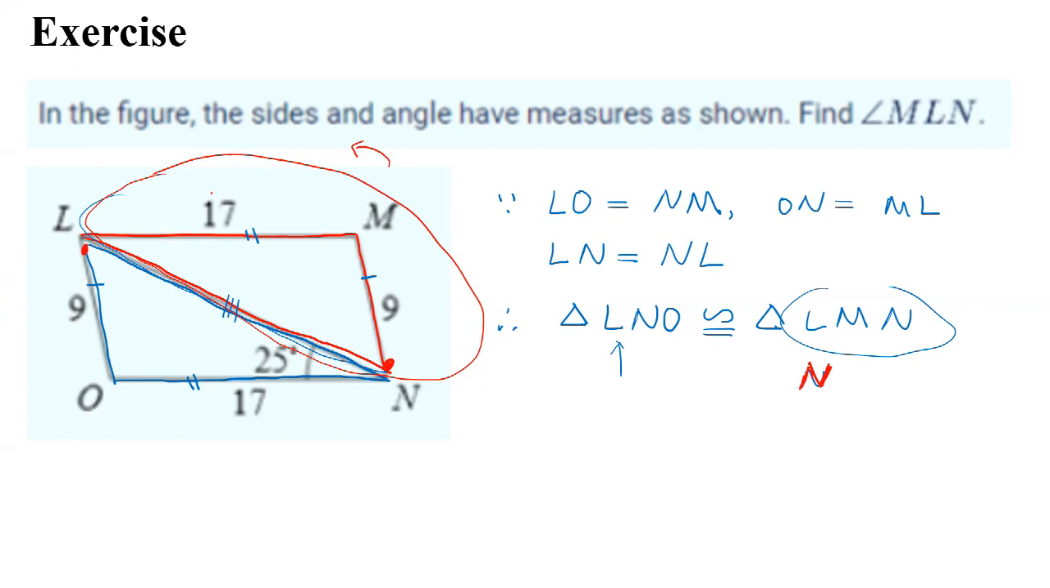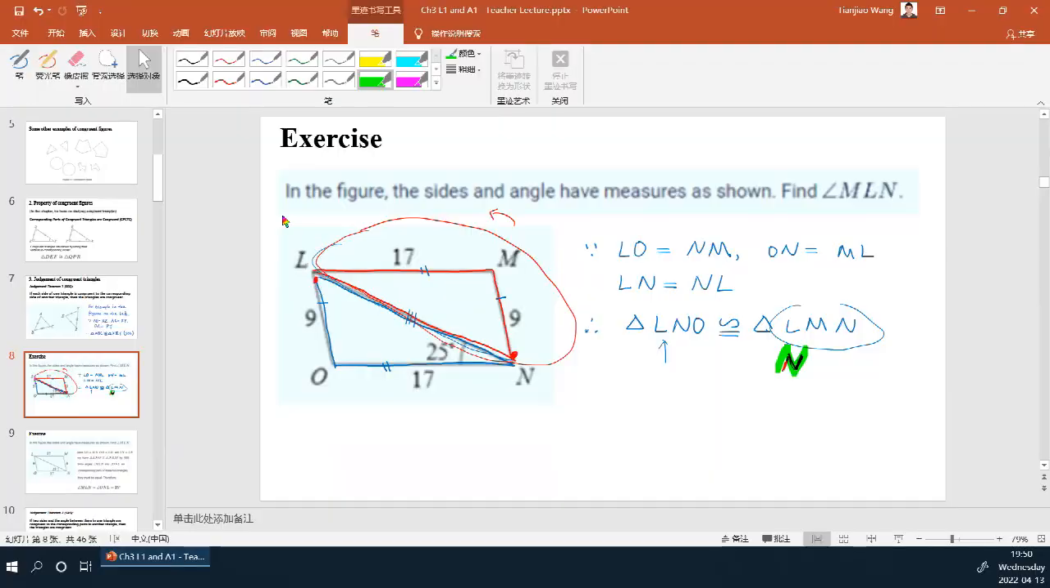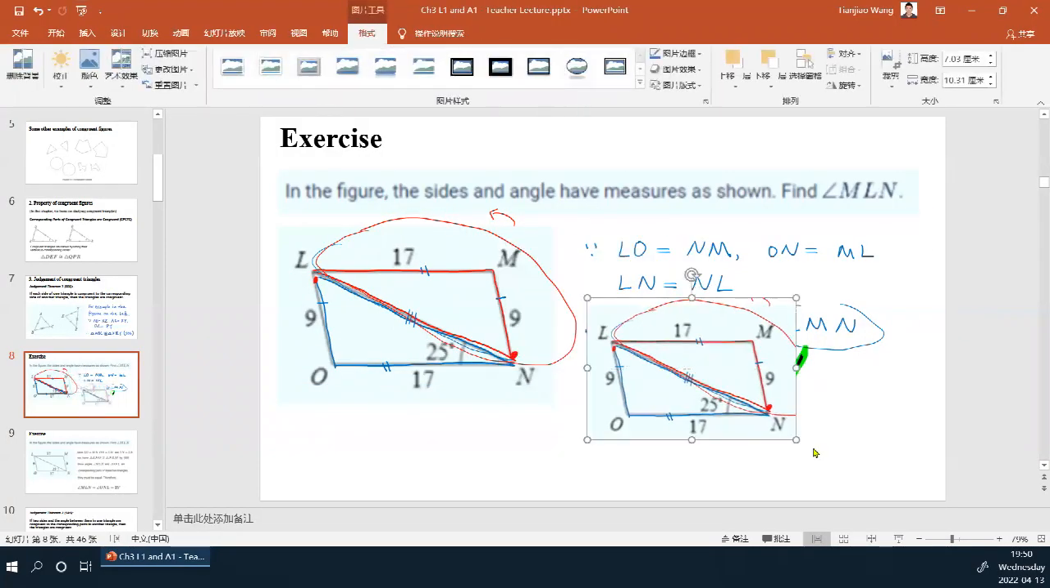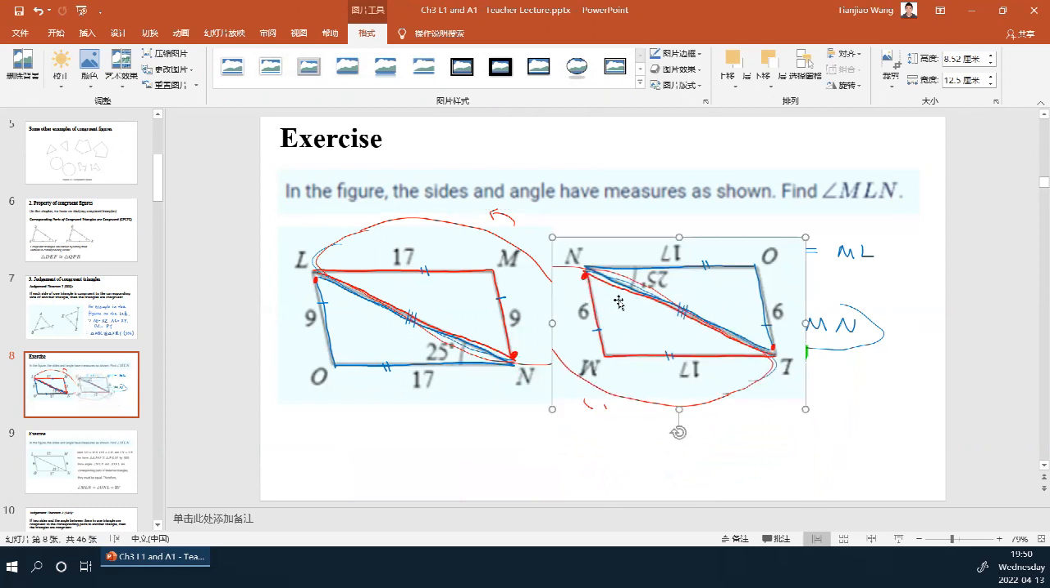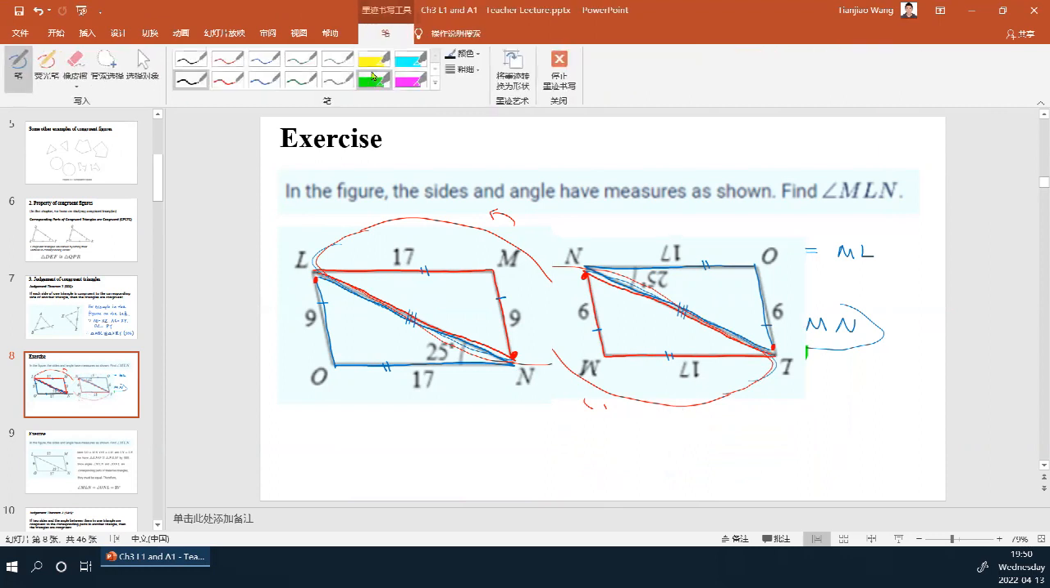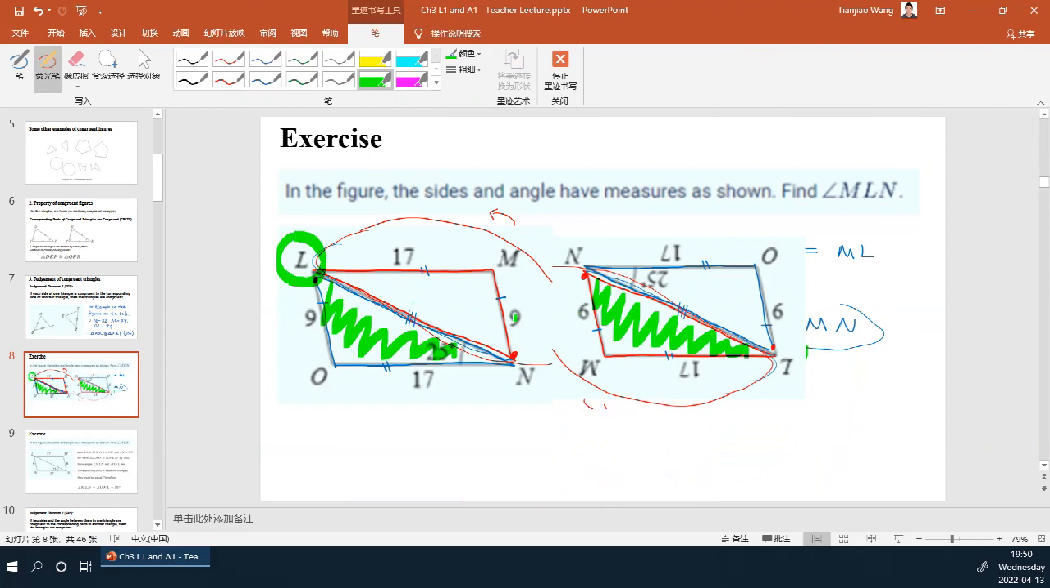So what is the corresponding point in the red triangle of vertex N in the blue triangle? Okay, let's cut this and rotate it here like this. Then we see that the red triangle here is congruent to the blue triangle here, right? Yeah. So L is corresponding to which point? N, right? How about O? O is corresponding to which point? M. This one, right? M.